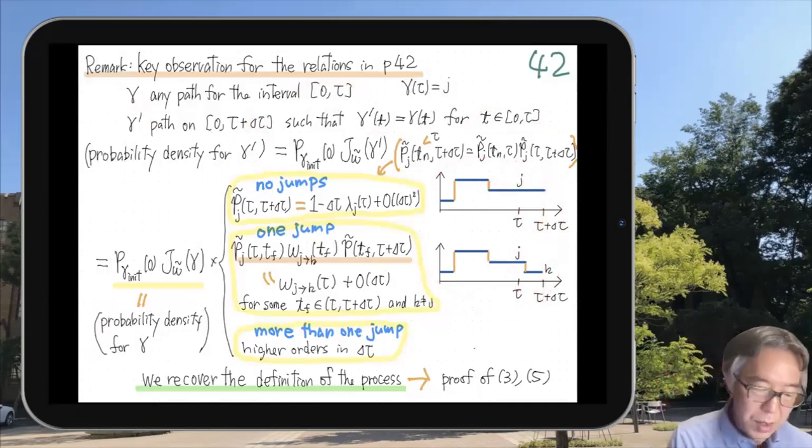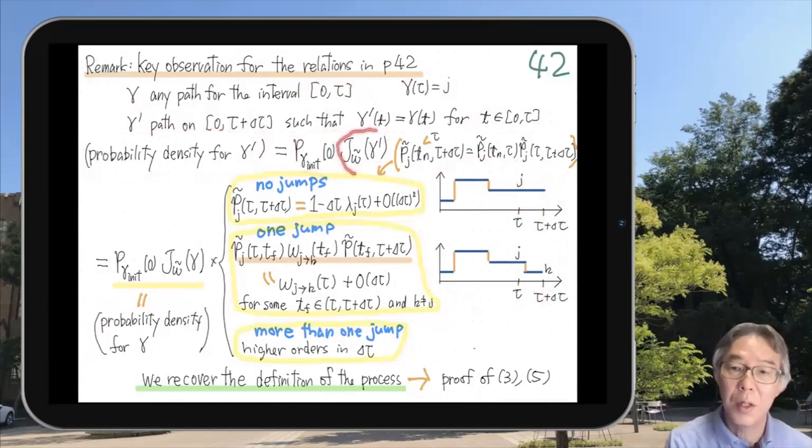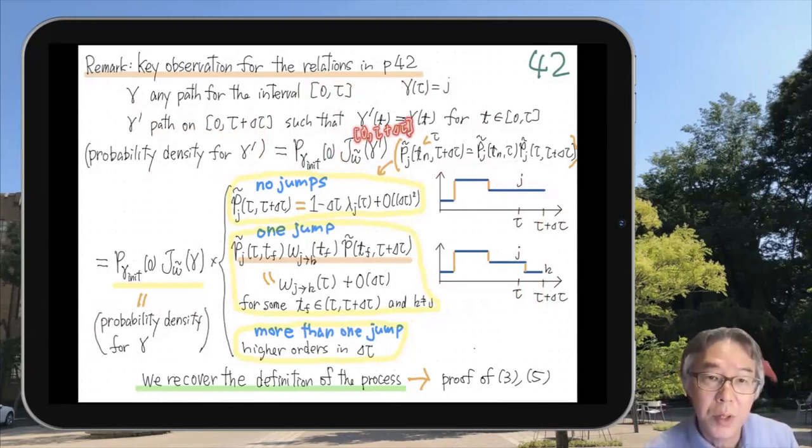Now we look at the probability density for the larger path gamma prime, and by definition it's written like this. This is the initial distribution, and this is a transition probability density. This is a bit abbreviated notation, and this is the transition probability density for the time interval 0 to tau plus delta tau.